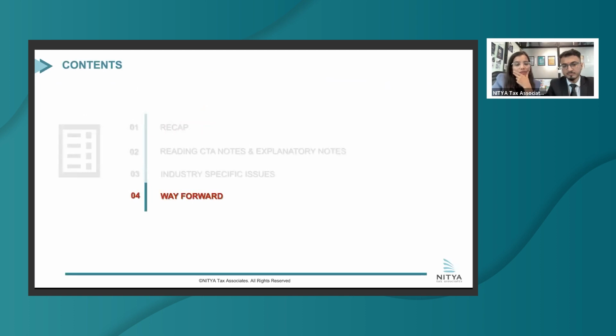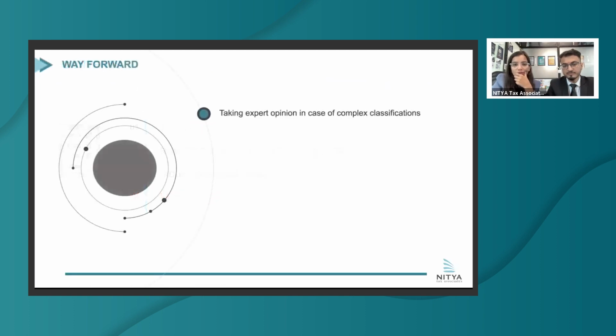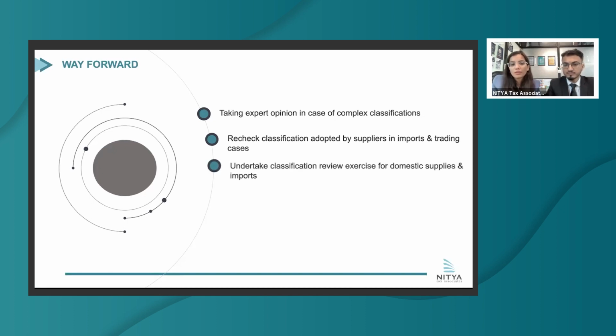Now coming to the way forward, it is basically similar: we should take expert opinion in case of complex classification. We should regularly recheck the classifications adopted by suppliers in import and trading cases. We should not blindly take the classification that our CHA or our suppliers have taken. A regular exercise should be carried out, and we need to be updated with changes in the customs tariff also. As we highlighted, the HSN explanatory notes keep updating every 2-3 years, so we need to be updated about them as well.